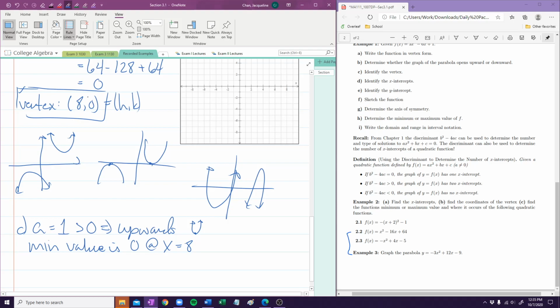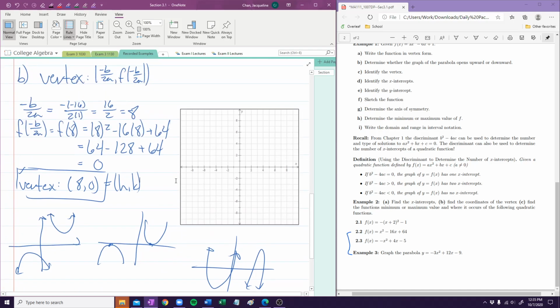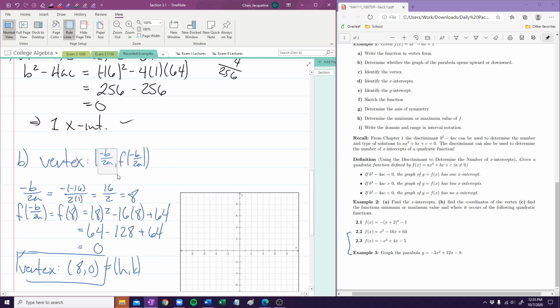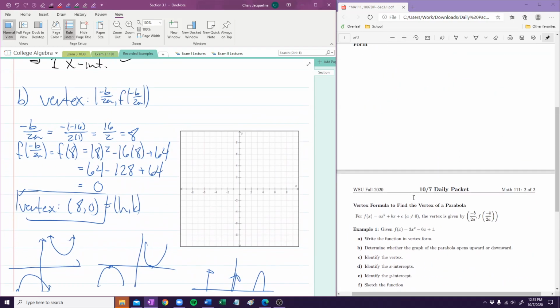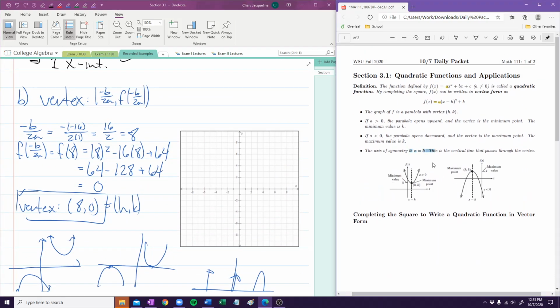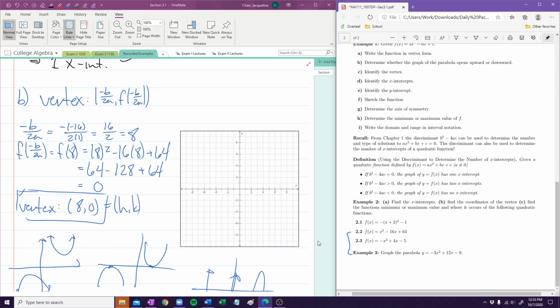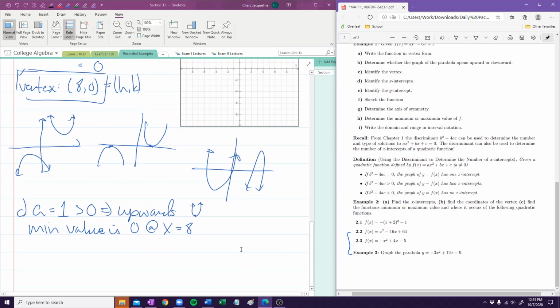It is this y component, and then at x equals 8. Again, this x equals 8 is also our axis of symmetry. And that's essentially what you're finding here. Like the negative b over 2a, that is the axis of symmetry. Because remember, axis of symmetry is x equals h, right? It is the first component of your vertex. Okay, so that was 2.2.